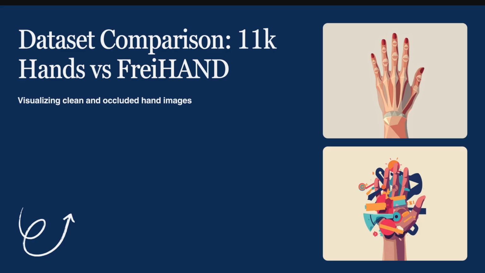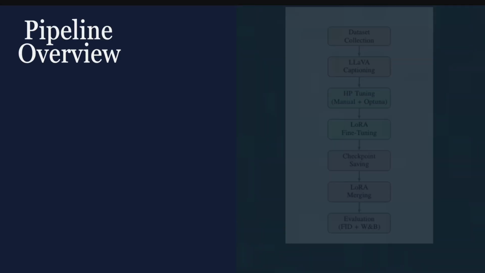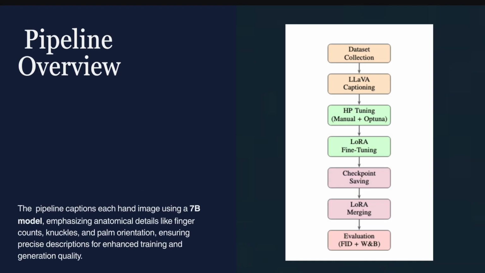We ran three dataset configurations, all keeping 3000 total images to isolate the effect of composition. Config A was 2000 Freehand plus 1000 11K, config B was 500 Freehand plus 2500 11K, and config C was 11K only. Since raw images lack the precise captions needed to guide hand generation, we used LLaVA 7B to generate dense anatomical captions for every image, prompting it to describe finger count, separation, knuckle visibility, palm orientation, texture, and lighting.